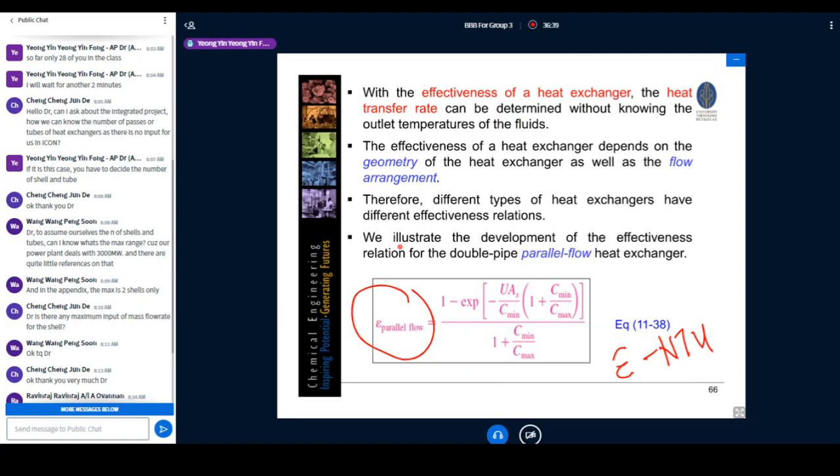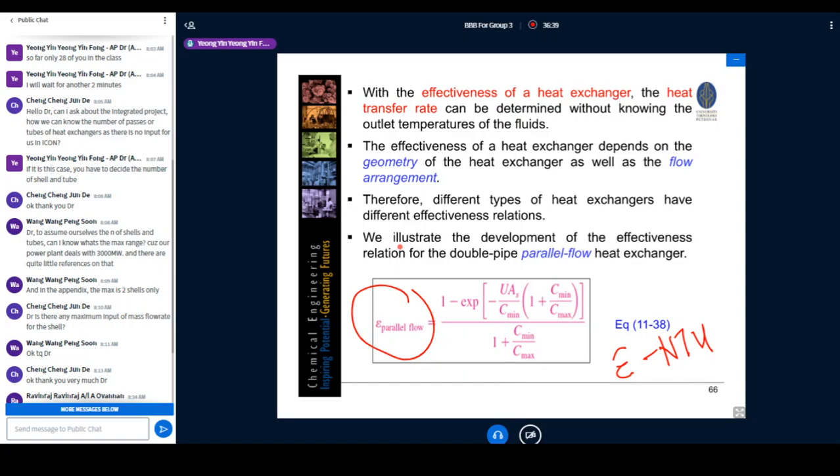So this is the correlation used to determine the effectiveness of the parallel flow heat exchanger, meaning that different types of heat exchanger will have different correlations. This one is only for parallel flow. Later on, we will see a table showing different correlations for different types of heat exchanger, meaning that the effectiveness of a heat exchanger can be determined without knowing the outlet temperatures of the fluids.